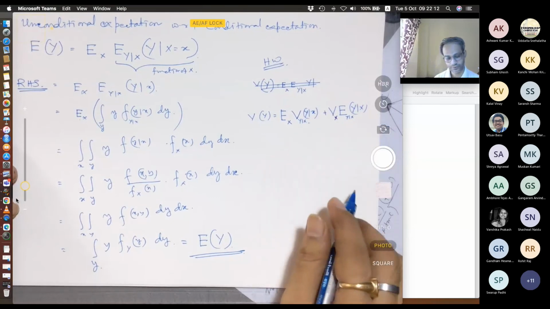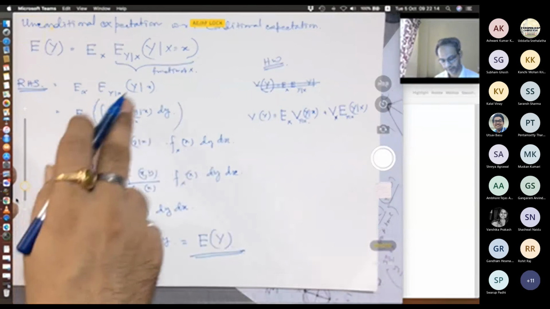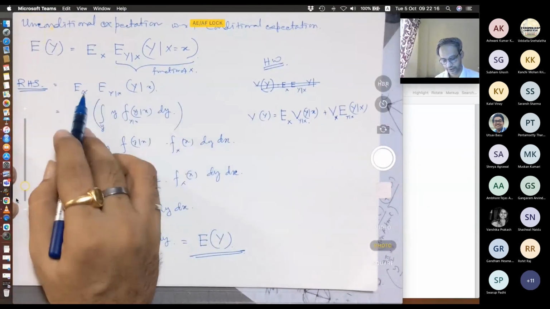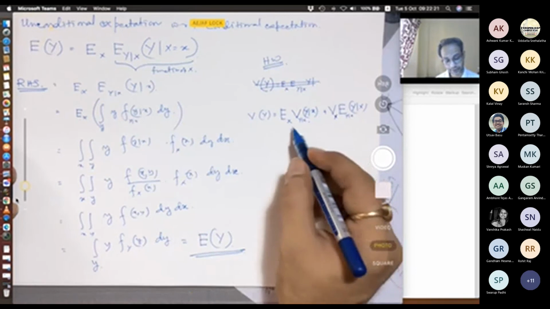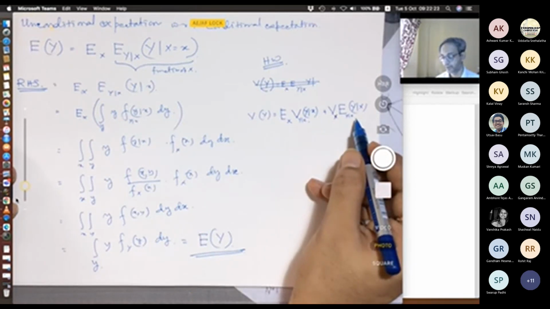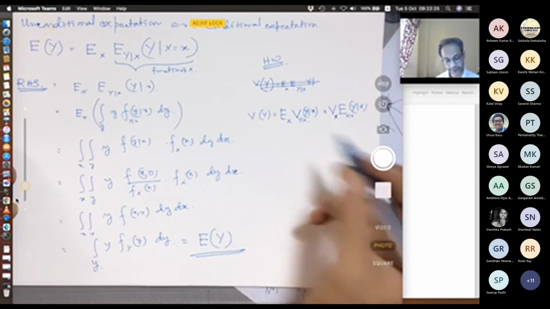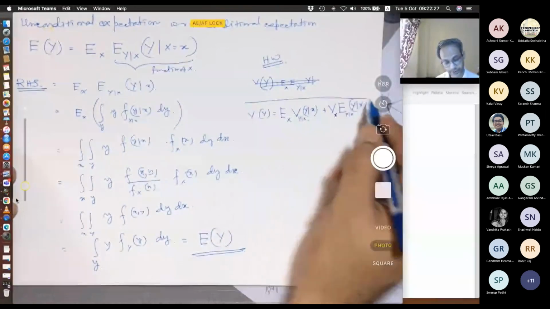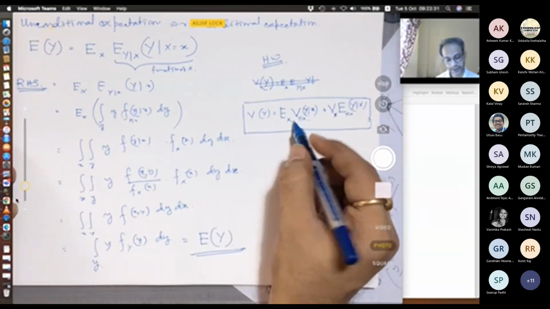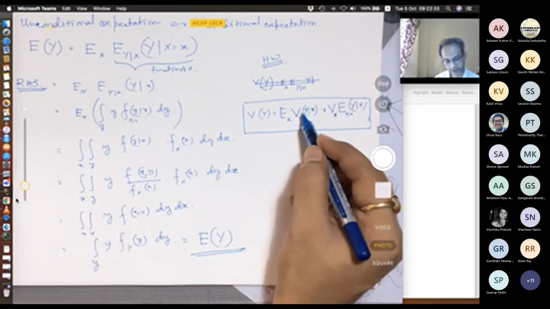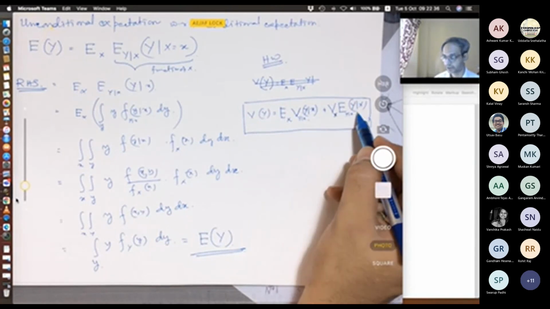So this is not one term, as you have seen here. Expectation of x, expectation of y given x, becomes expectation of y, but here you have two terms, EV plus VE. You try to prove this one, and you notice this is the expectation of variance, which is a non-negative quantity, and variance of expectation, which is also a non-negative quantity.